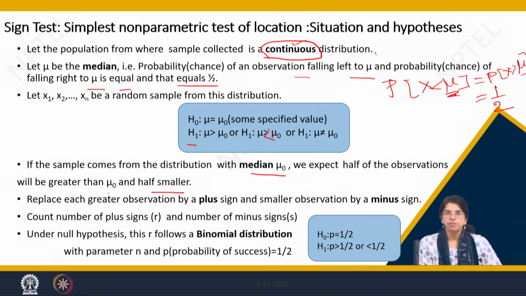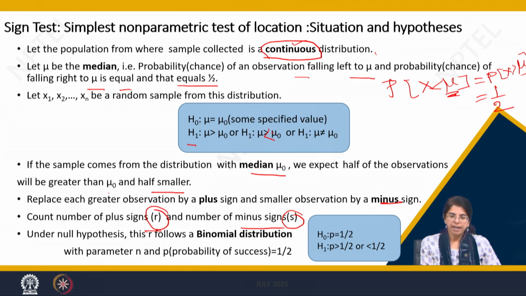Replace each greater observation by a plus sign and the smaller observation by a minus sign. So, when I am saying greater observation, what does it mean? Greater observation means the observation which is bigger than mu 0, and the observation which is smaller than mu 0, that is the lower observation, or smaller observation. Count the number of plus signs, and we denote this as small r, and the number of minus signs is small s.